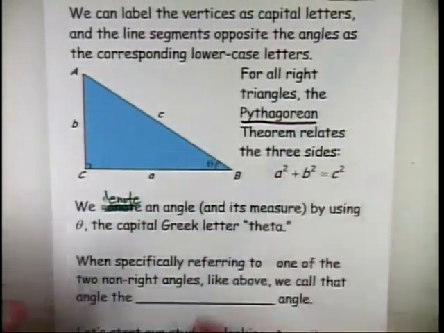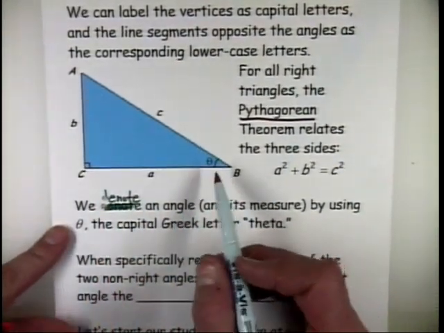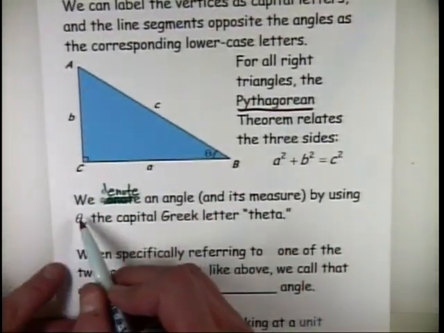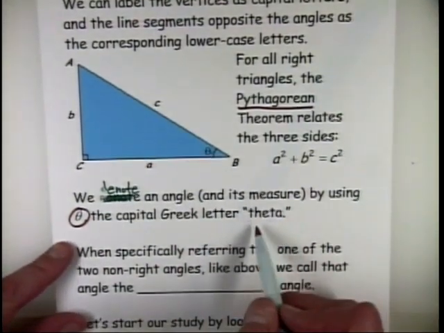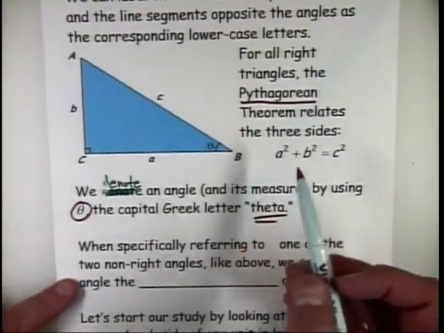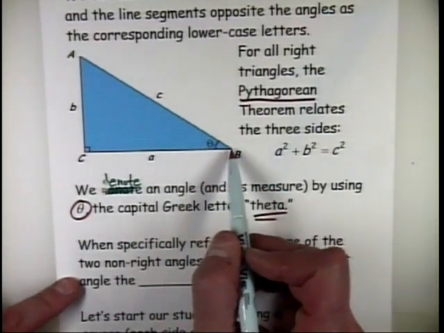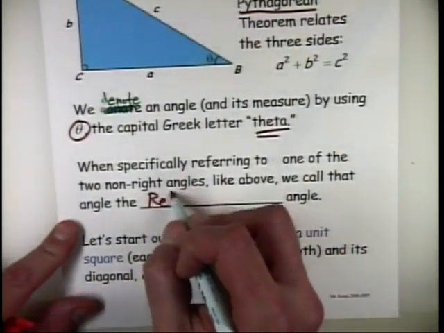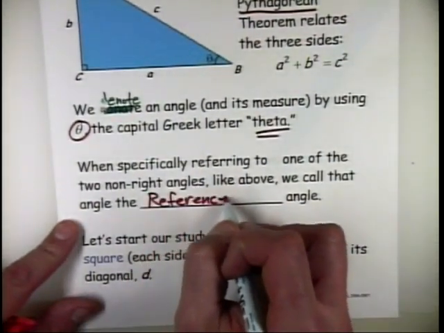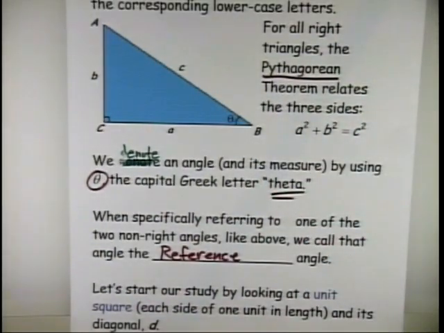Now we also denote an angle that's not the right angle sometimes as a capital Greek letter that looks like a zero with a circle through it. We call it theta. It's the capital Greek letter theta. And when we're specifically referring to one of them, in this case we're referring to angle B as theta, we call that one the reference angle. So basically we are referring to one of the angles that is not the right angle in a right triangle.